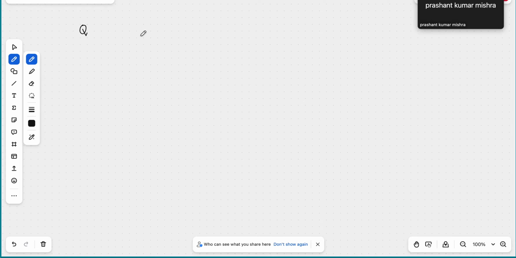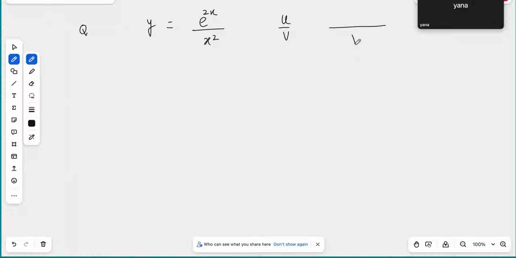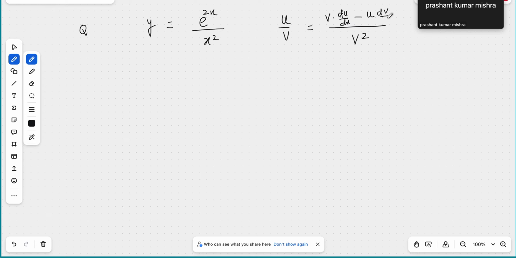See, the next question is like y equals e raised to the power 2x over x square. Again, we need to differentiate it, and what we can see is this is again the quotient rule, u upon v, and we know that the concept is it will be v square, v times the derivative of u over dx, then minus u times dv over dx. This is the concept.